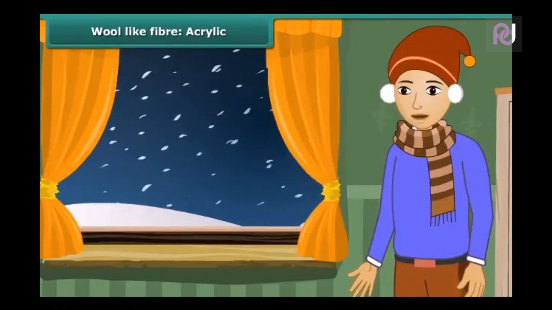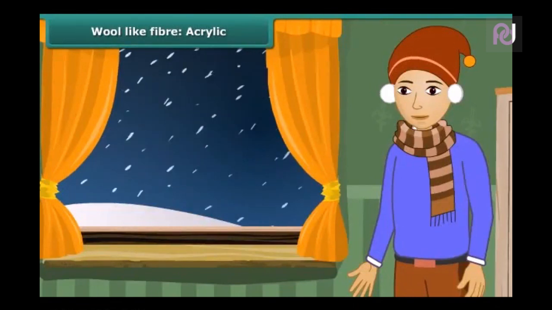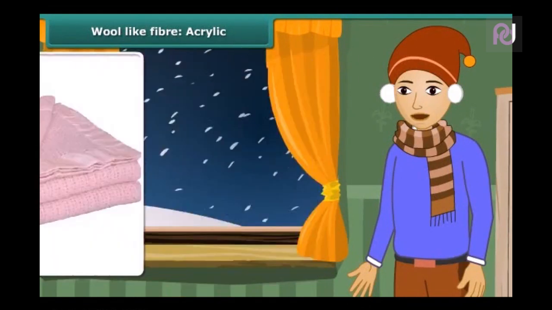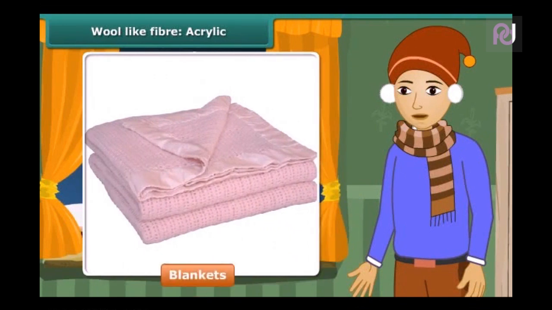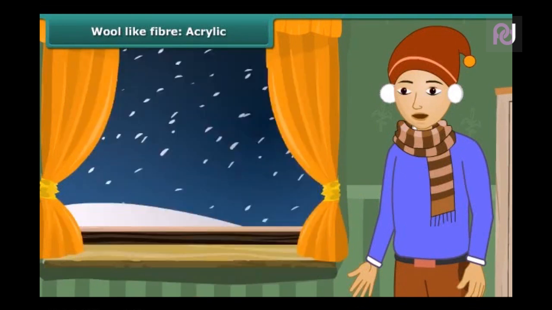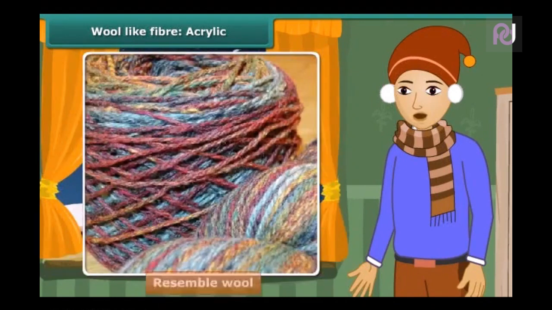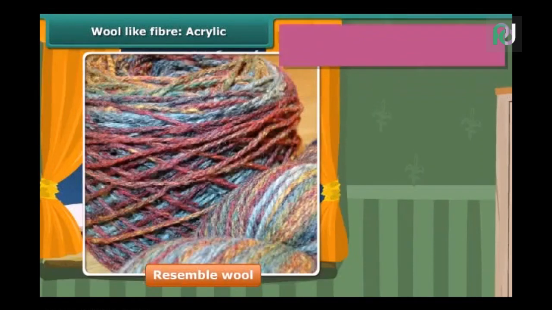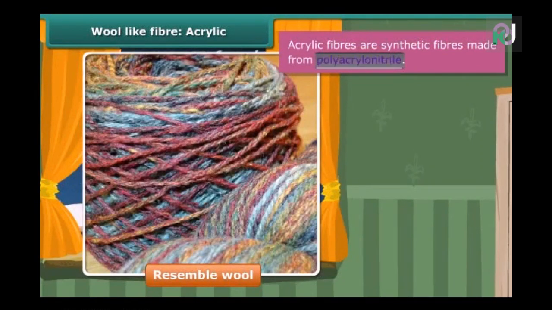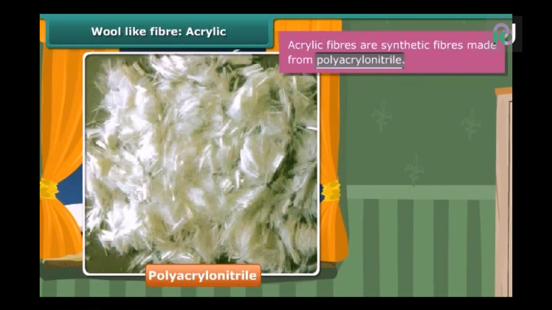To protect us against the cold winters, we wear sweaters, shawls and use blankets. Do you know that many of these are actually not made from natural wool, though they appear to resemble wool? You would be wondering how these are prepared then after all. These are prepared from acrylic fibers. These are synthetic fibers made from polyacrylonitrile. Acrylic is lightweight, soft, and worn with a wool-like feeling.